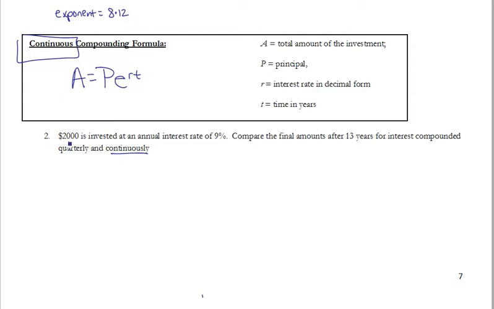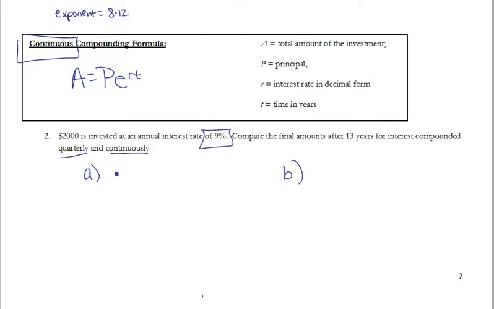So here's an example where 2,000 is invested at an annual interest rate of 9%. Compare the final amounts after 13 years for interest compounded quarterly and then continuously. So we have quarterly, that's one, and then continuously is another.